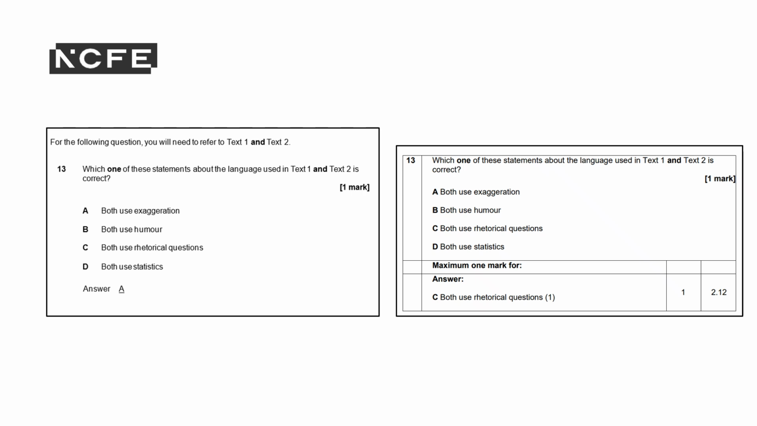Again, you may wish to pause for a few moments while you have a look at question 13. So this is a 1-mark multiple choice question. Compare information, ideas and opinions in different texts, including how they are conveyed. Here, the focus is on the writer's methods, and the learner must select one language technique that is common to both text 1 and text 2. The only awardable answer is C. Both use rhetorical questions.